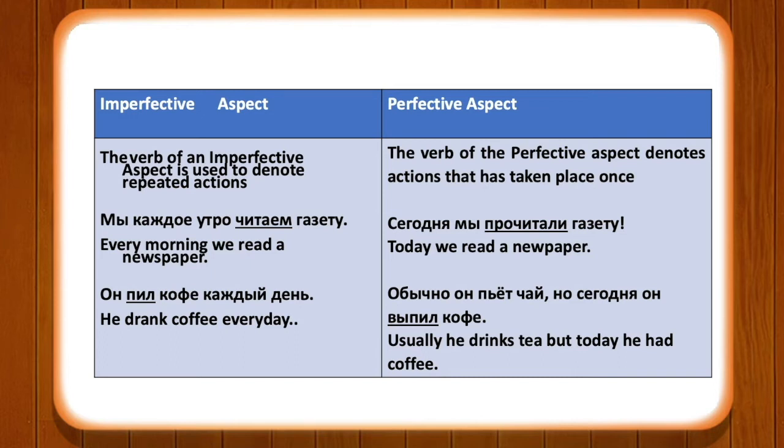Сегодня обычно он пьет чай, но сегодня он выпил кофе. Here the use of the perfective aspect выпить indicates that it was done once. So usually he drinks tea, but today he drank coffee.